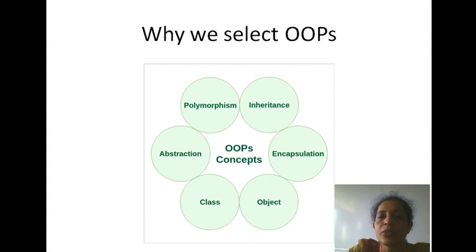Next one is why we select object oriented programming. Because we get features like polymorphism, inheritance, abstraction, and encapsulation. These are the main features of object oriented programming. And two more features we get are class and object. For these features we can select object oriented programming, because with the help of these features, it gives more flexibility to the user.